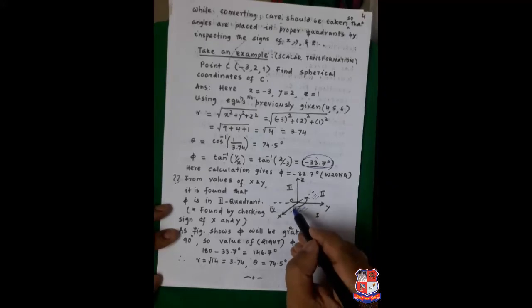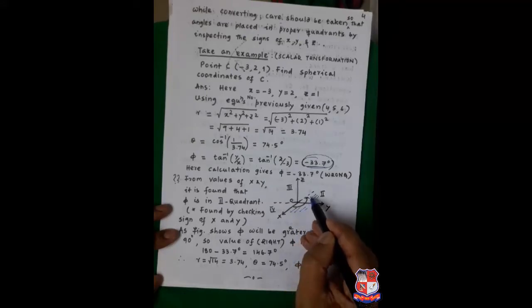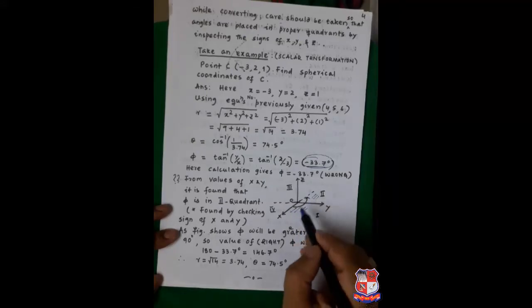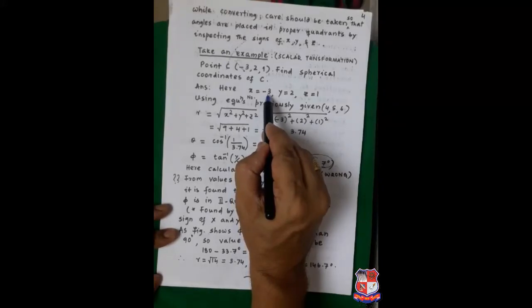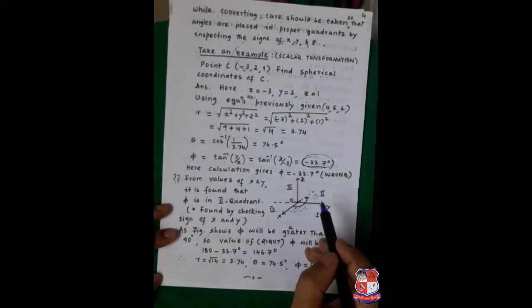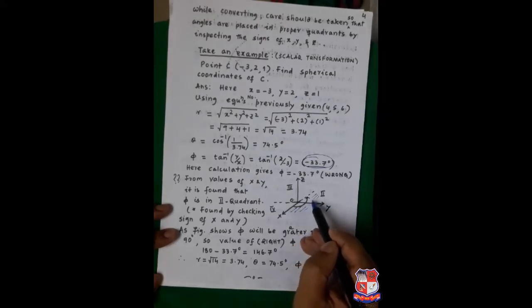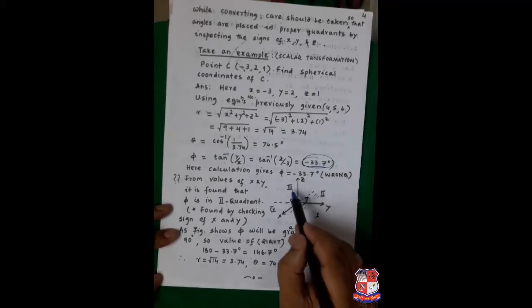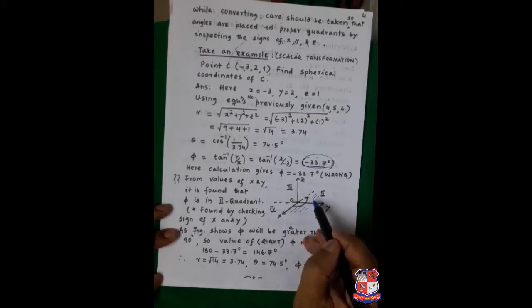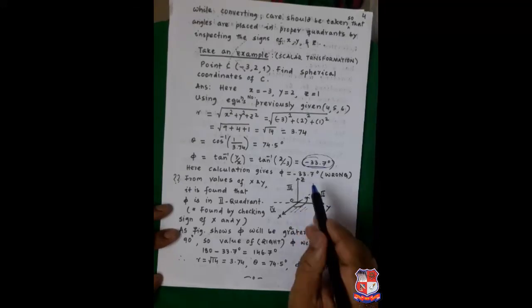We know that phi is measured from the x-axis in an anti-clockwise direction, taking positive values. Since x is given as -3 and y is given as 2, which is positive, when finding phi it should come in the second quadrant. This is your first quadrant, this is your second quadrant, this is third, and this is fourth. Since it is in the second quadrant, the value of phi should be more than 90 degrees. You cannot take -33. This is actually the wrong value.